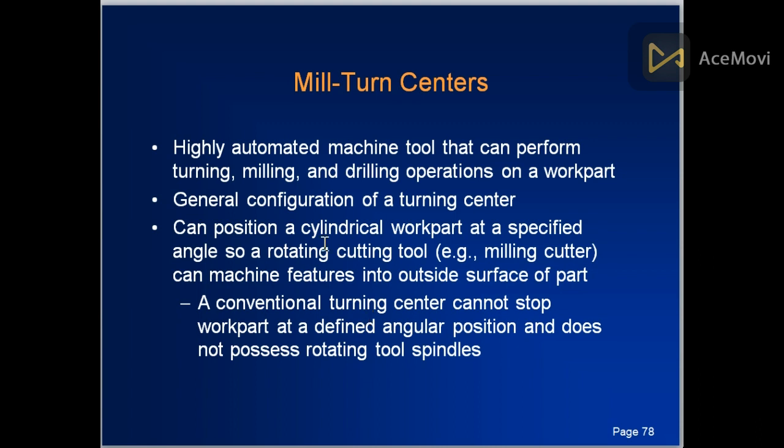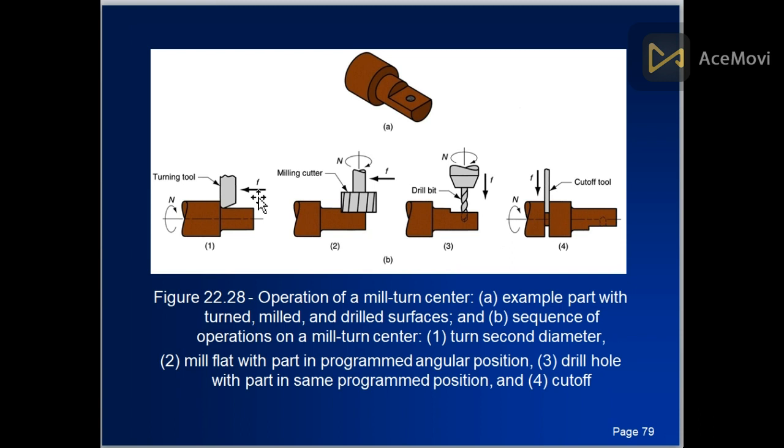Mill turn centers are highly automated machine tools. This is a similar thing as previously. This is a part made from multiple operations. First of all we perform turning, then a milling cutter is used for this flat surface, then a drill bit is used for making a hole, and then slotting or parting or cut off.